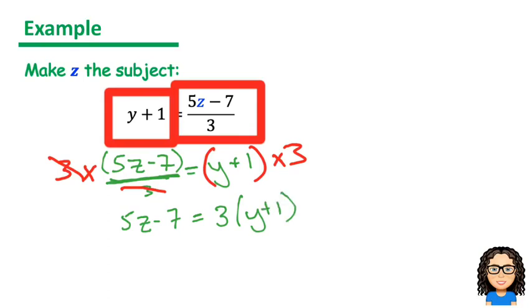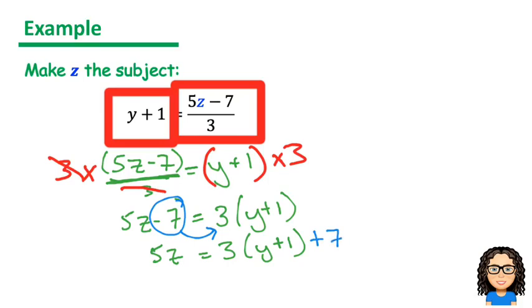Okay, so getting a bit closer. Now I need to look at this, 5z take away 7. I'm trying to get down to z equals. So let me now get rid of the minus 7. I need to take that minus 7 to the other side. So I'm going to leave my 5z alone. I'm going to leave my equals 3 bracket y plus 1 alone. And on that minus 7, if it's minus on one side, it becomes positive 7 on the other.